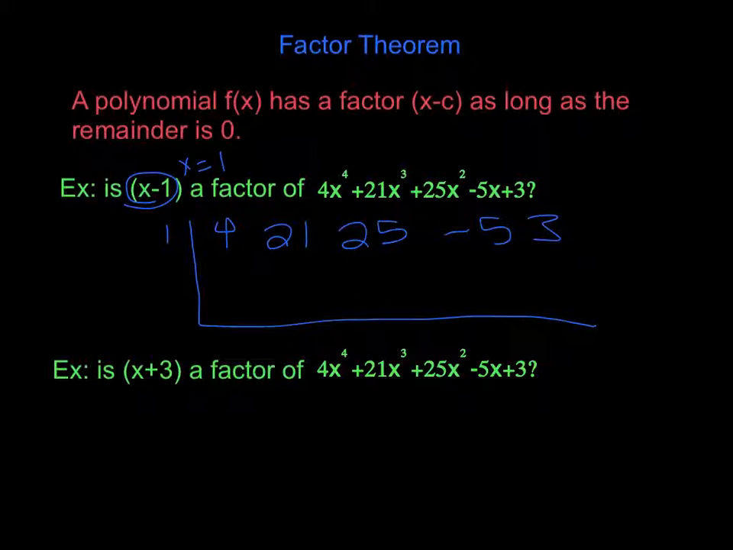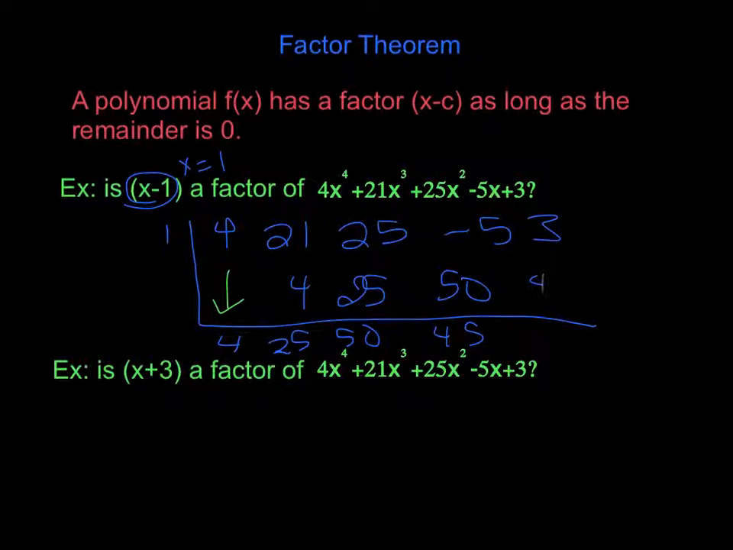So I'm just going to do my synthetic division, bring down my 4. 1 times 4 is 4, 21 plus 4 is 25, 1 times 25 is 25. 25 plus 25 is 50. 1 times 50 is 50. Negative 5 plus 50 is 45. 1 times 45 is 45. 3 plus 45 is 48. You get a remainder of 48, so the answer is no, because it's not 0.